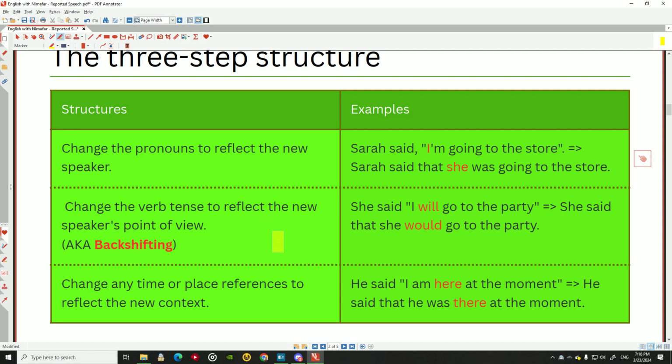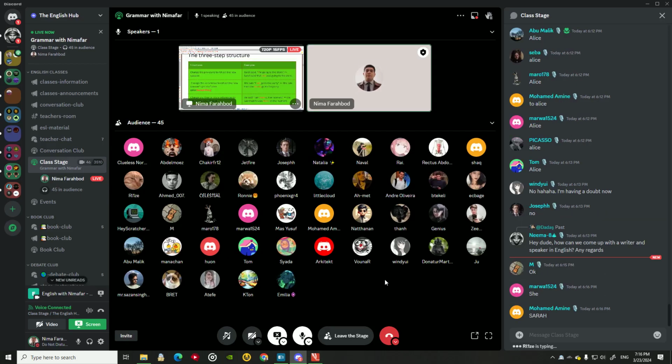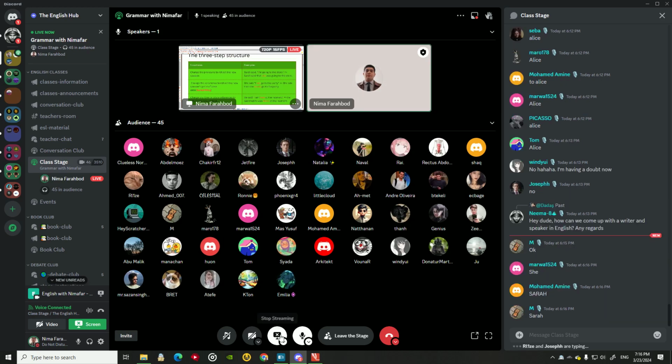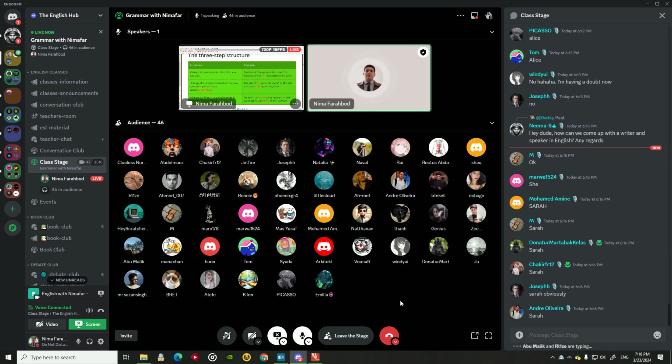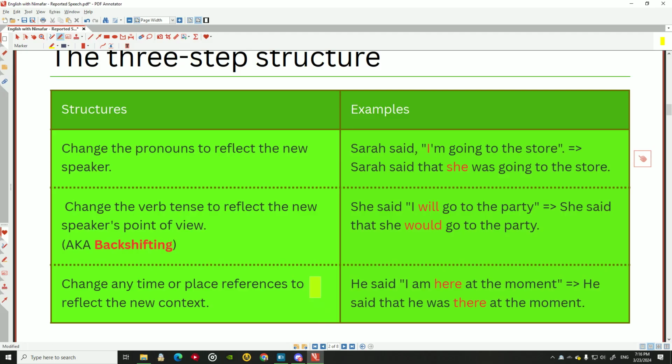For example, Sarah said, "I'm going to the store." Who is going to the store, please tell me? Me or Sarah? Sarah, yeah, very good. Exactly. So I'm not going to the store; Sarah is going to the store. So I should change it: Sarah said that she was going to the store. We don't care about the rest. Let's just focus on the red words, "that she was going to the store". So we change the pronouns to reflect the new speaker, the new POV, point of view.